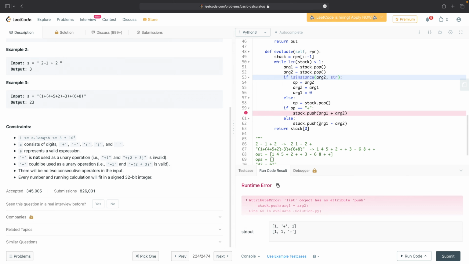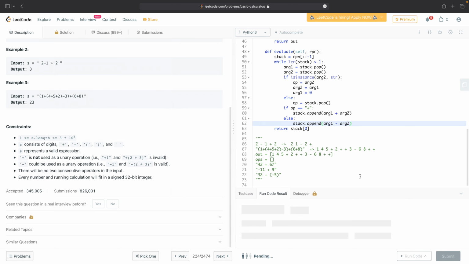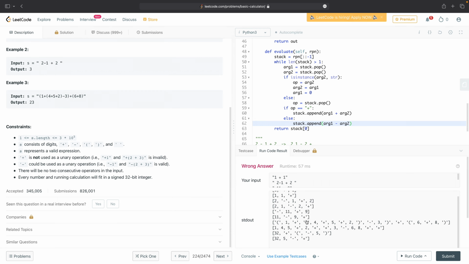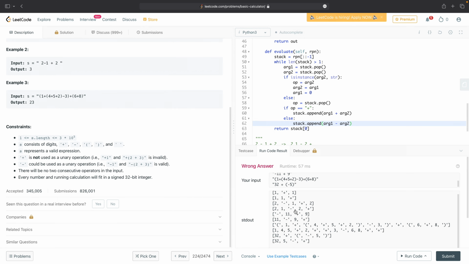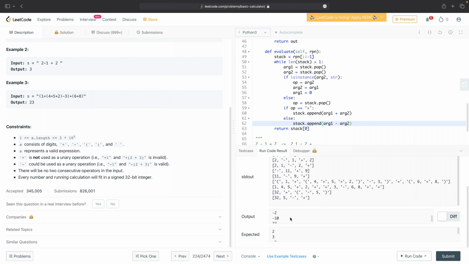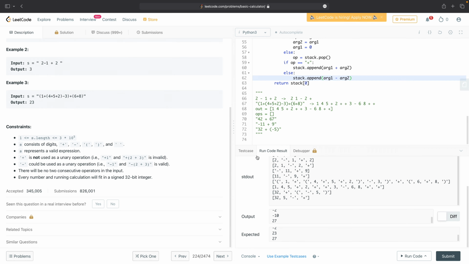List object has no attribute push. Whoops. Because I'm thinking in stacks, but in Python we call a push an append. That's all right. Wrong answer. 2, 3, -2, -10, 27.